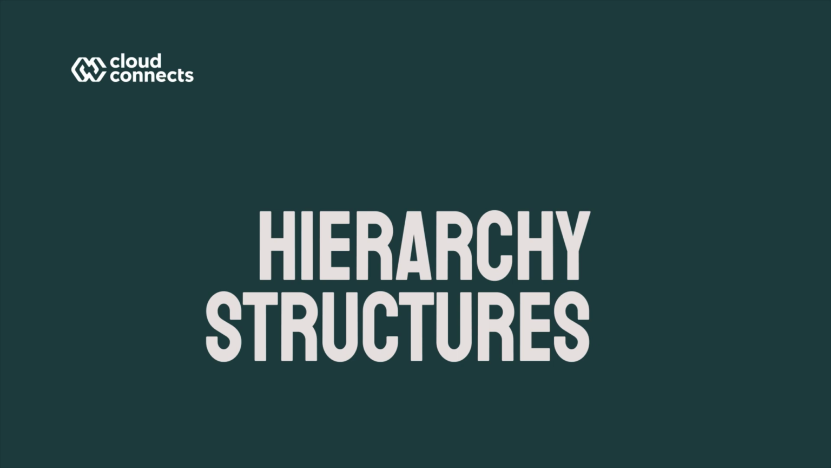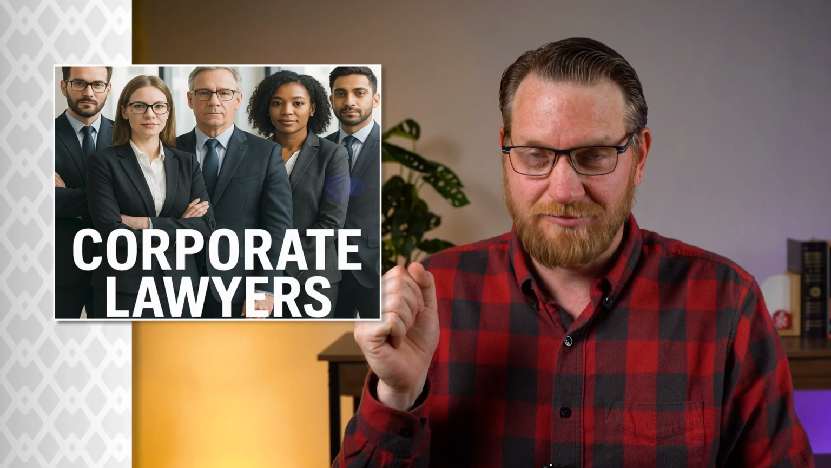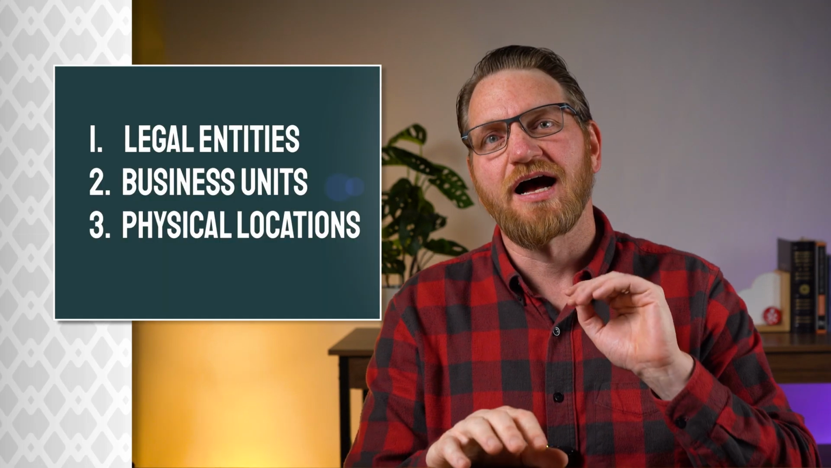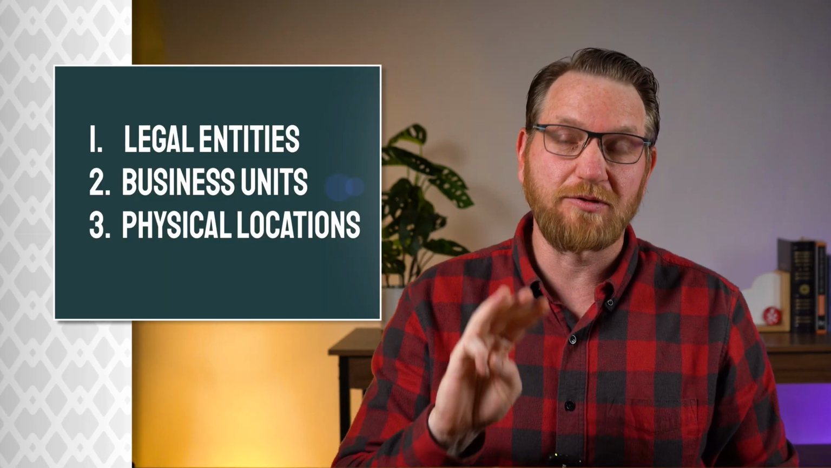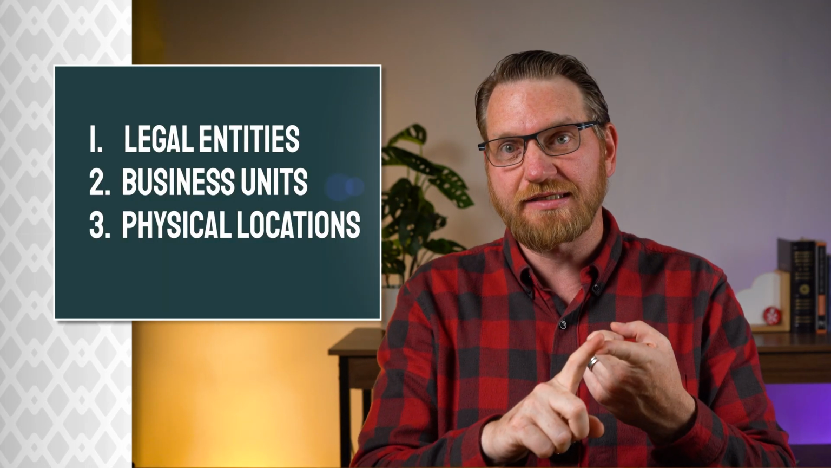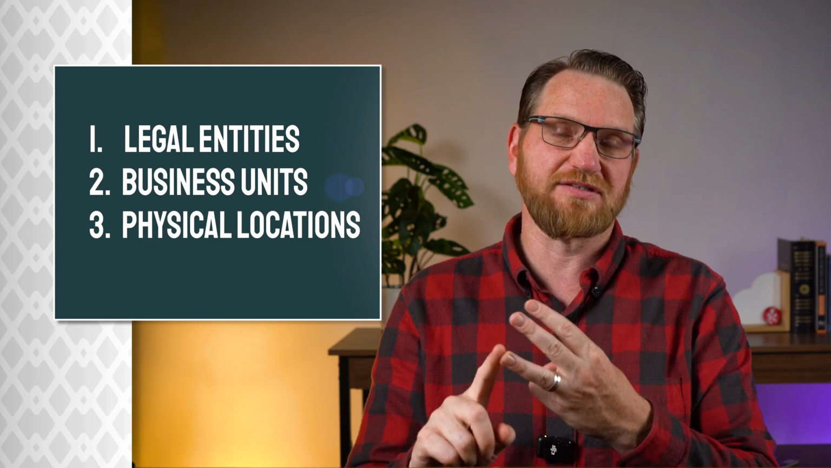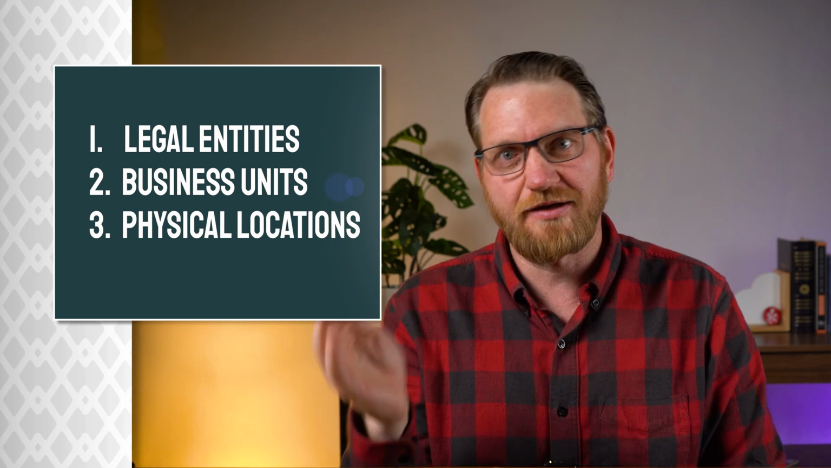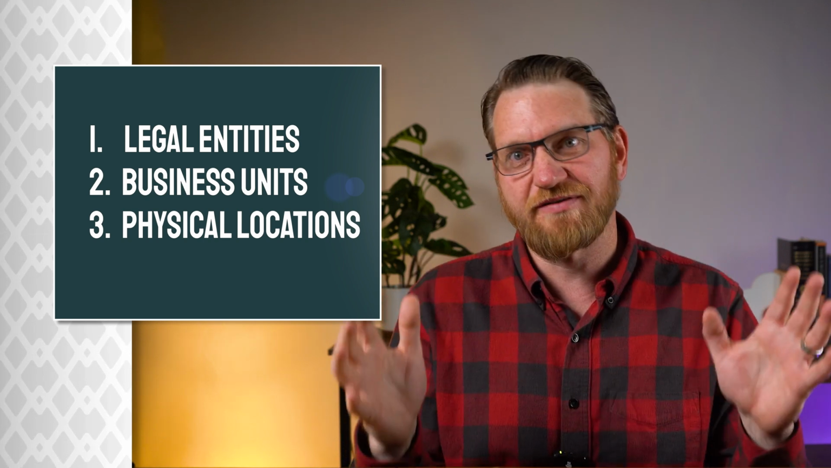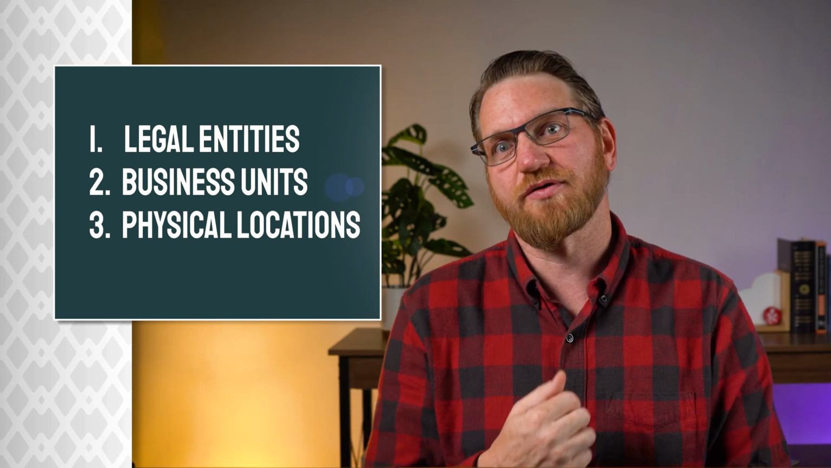Now look, there are a lot of complex ways to structure an organization. It's almost like there are people sitting around thinking about how this can be more complex than it needs to be. Lawyers. But seriously, we're going to break these down to probably the 3 most common types, which is legal entities, business units, and physical locations. And most of those cover almost every scenario you have, and so we'll go through them next.